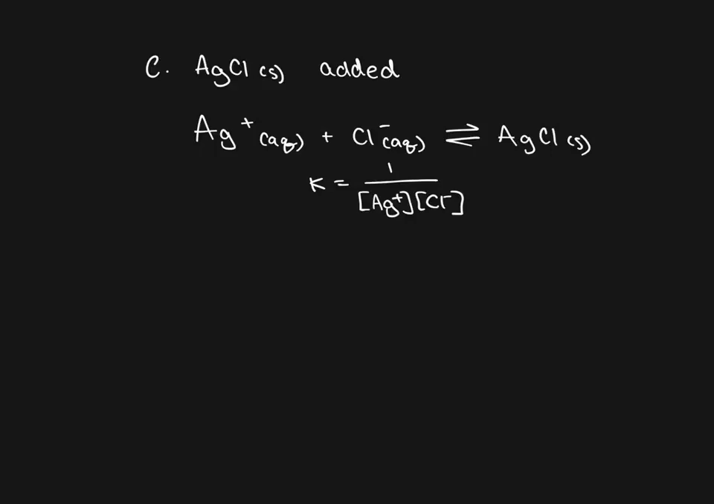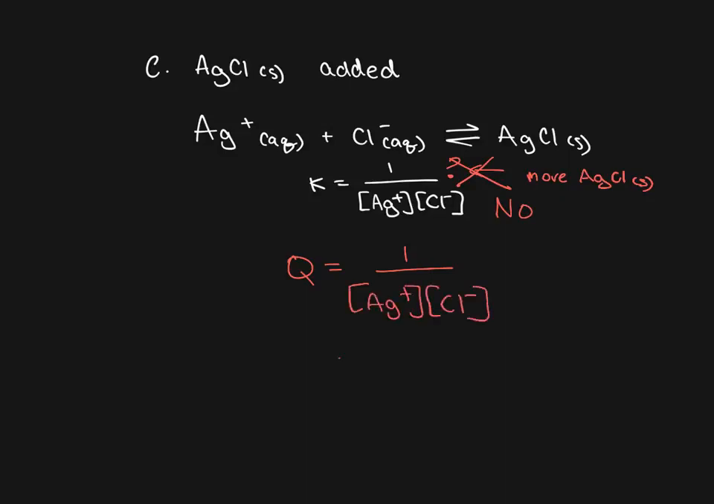Part C, adding solid silver chloride to the reaction mixture. Now, part C is a little bit different because we're talking about the solid product that is being created in this reaction. If we add solid product, we might expect that the reaction should move towards the reactants. But as you'll find, this is not the case. Because solids are not included in the equilibrium constant, if we write Q for the situation, we'll find that Q is actually equal to K. This means that the reaction will not change.